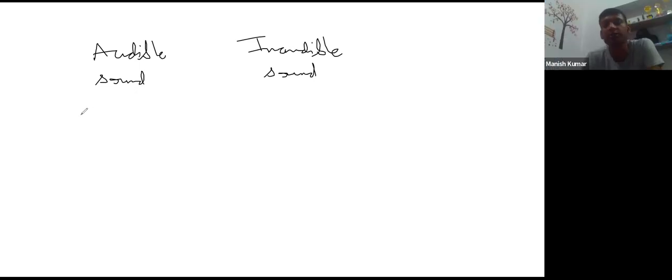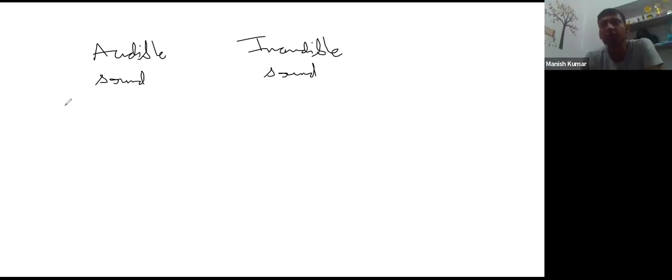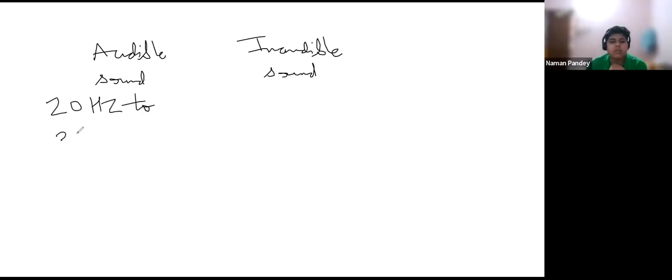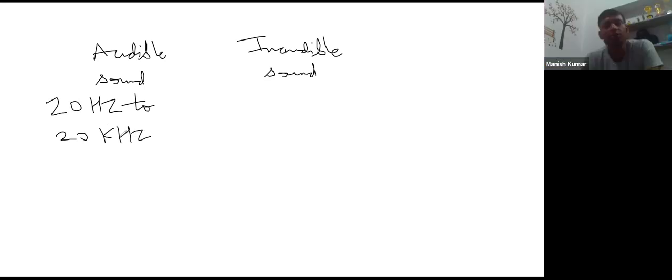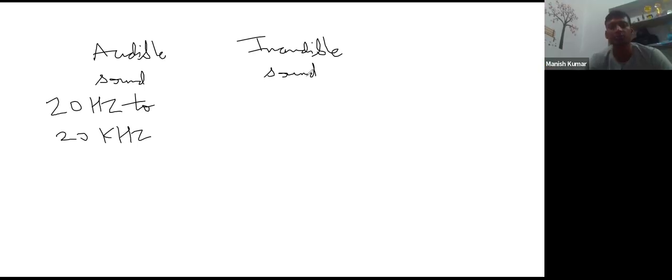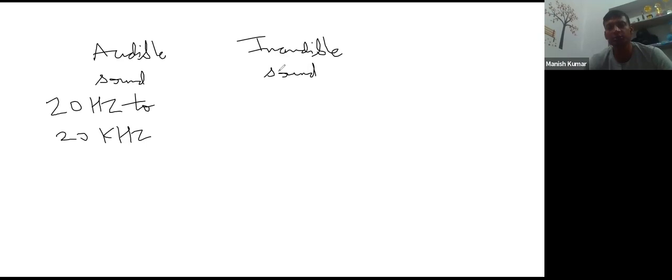Okay, and what sound can we hear? The sounds which are in the frequency range of what? 20 hertz to 20 kilohertz. 20 kilohertz means how many hertz? 20,000 hertz. Okay, and out of this range will come inaudible sound. Now, this is the sound which can be heard by the human ear, because there may be sounds which are out of this range, but they can be heard by other animals, maybe a bird or an animal, whatever it may be.